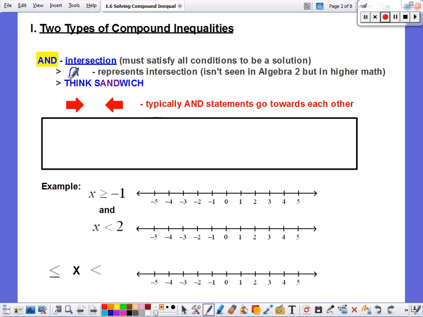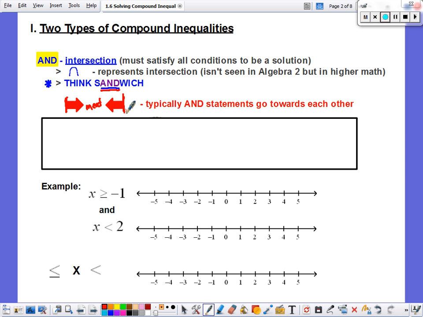What I want you to think about, and this is the key here, there's a star here for this one, a keynote. I want you to think sandwich when it comes to and statements. One reason is the word and is in the word sandwich, so that definitely helps. But really the main reason is when we're dealing with graphs of and statements. The typical graph of an and statement, not all, but the typical graph, they go towards each other. So what you have is a piece of bread here, a piece of bread here, and guess what's in the middle? It's the good stuff. It's the meat. That's the solutions.